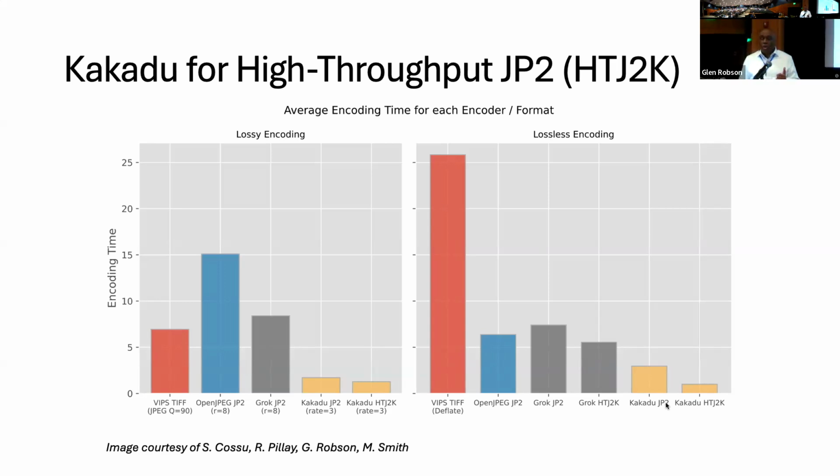This is a graph from Stefano's paper at Code4Lib last year. What he did was they tested an IIIF image server with Kakadu and HTJ2K, and they saw that decoding performance was increased by twice as fast for lossy and 20% faster for lossless. So for any IIIF image endpoint that's serious about speed, it's really something that you would want to look into.